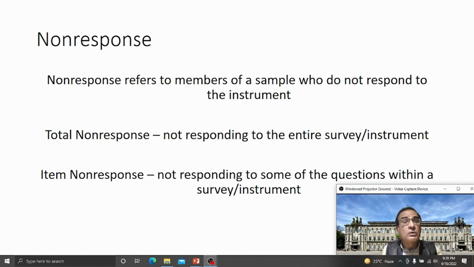So total non-response is not responding to the entire survey instrument. In the example I have given, 3,500 didn't respond. At other times, the participant does not give a total response, and sometimes they do not give an item response. So item non-response is not responding to some of the questions within the survey instrument. Some gave answers to some questions and did not answer others.